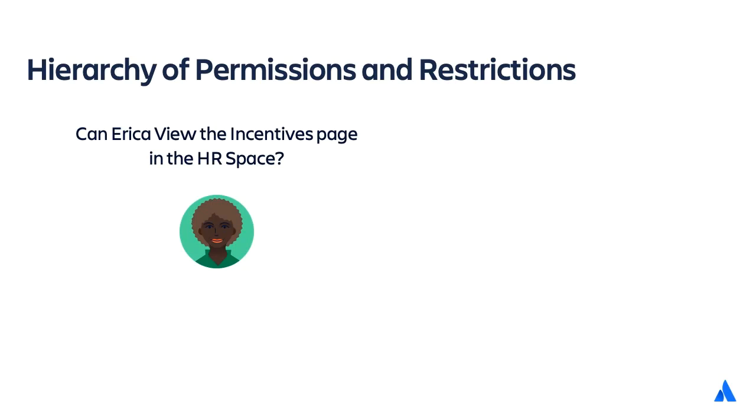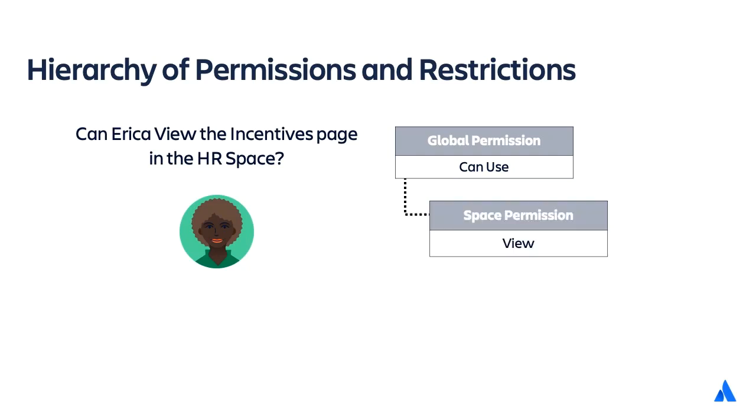We need Erica to be able to access the incentives page in the HR workspace. In order to access any content at all in Confluence, she must have the Can Use Global Permission. Then she needs to have view permissions for the HR space at a minimum, since she only needs view access to the content. And then she needs to be able to access the page.